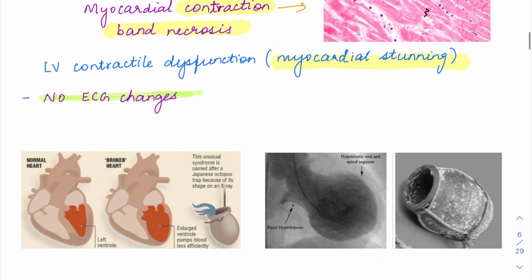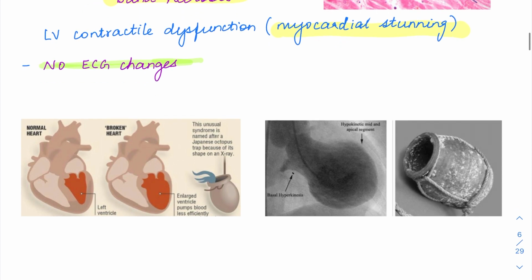So how does this name Takotsubo come? Because Takotsubo is a kind of a trap or pot they use for capturing octopus in Japan. So this heart actually looks like this trap. So that is why this cardiomyopathy has been given the name Takotsubo.